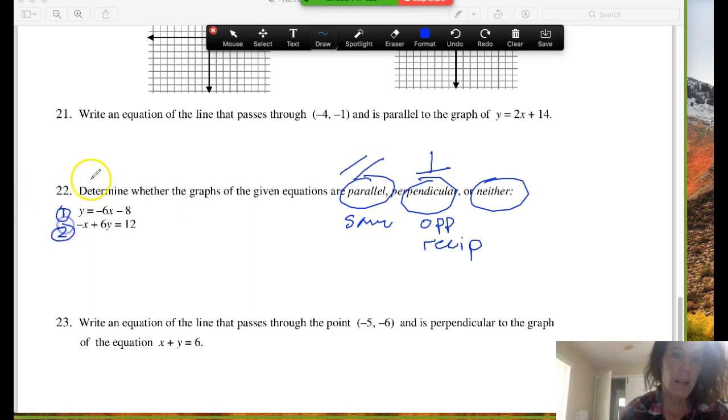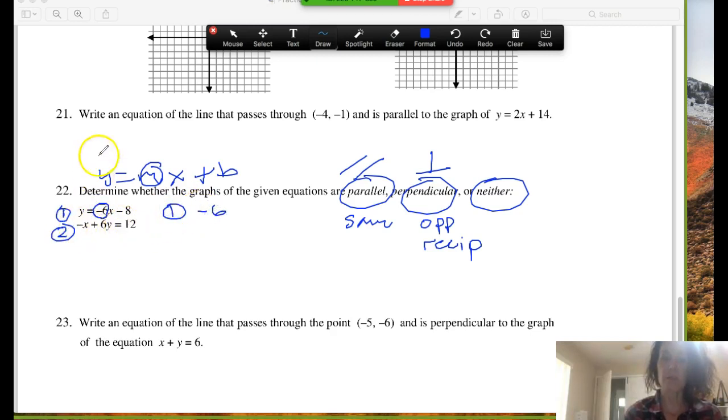Now remember, if you're in y equals mx plus b form, it's so easy to see the slope. It's the number next to the x, but y has to be solved for. Equation 1, I see the slope right away. It's in slope-intercept form. So for equation 1, the slope is -6. Equation 2, I am not in slope-intercept form, so I have to get in this form so I can figure out what the slope is.